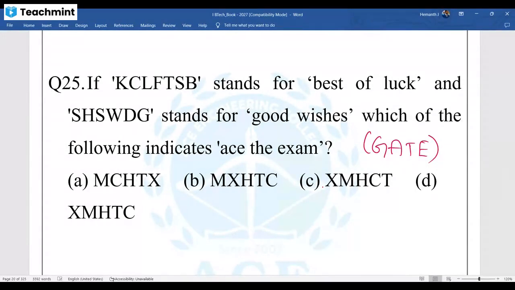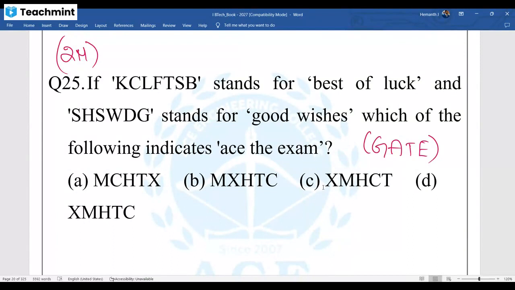Best of luck is KCL FPSD, Good wishes is SHS WDG. Then what is the exam? And this is a 2 marks question. In GATE, you have 2 marks and 1 mark questions, fill in the blank questions, and negative marking. All different tips are available, but this is a 2 marks question in the GATE exam, and let's try to cover the logic here.